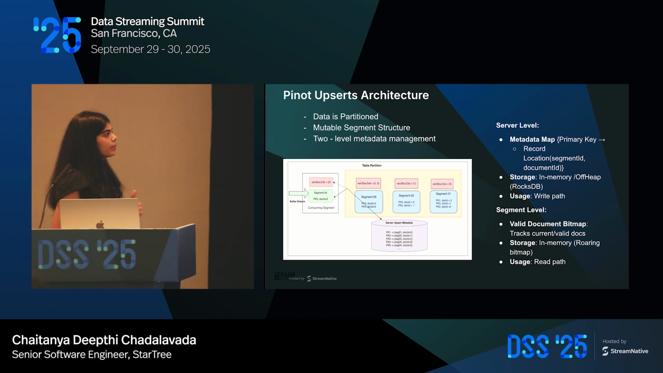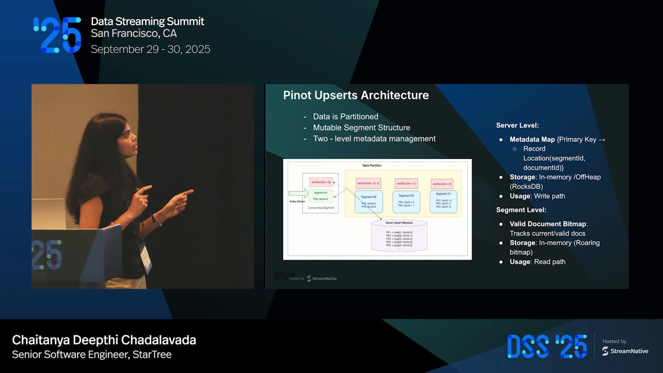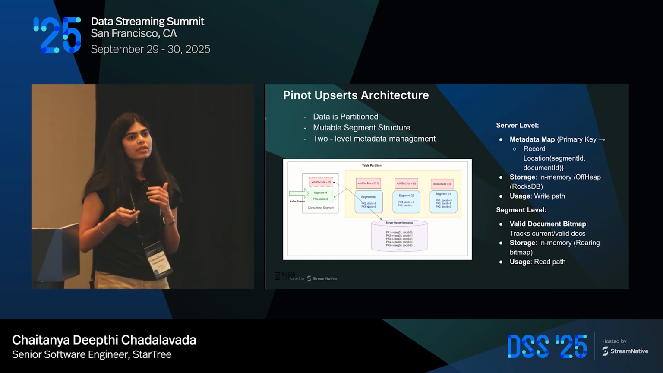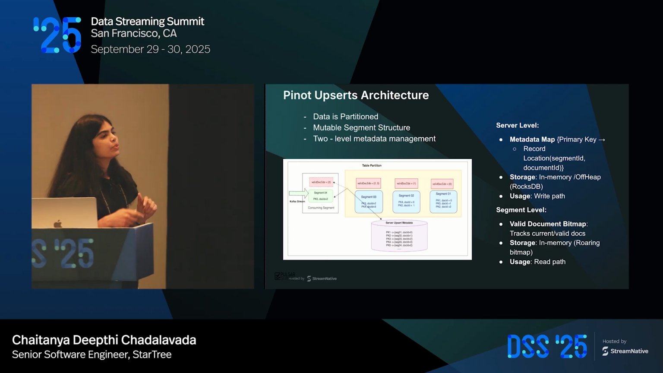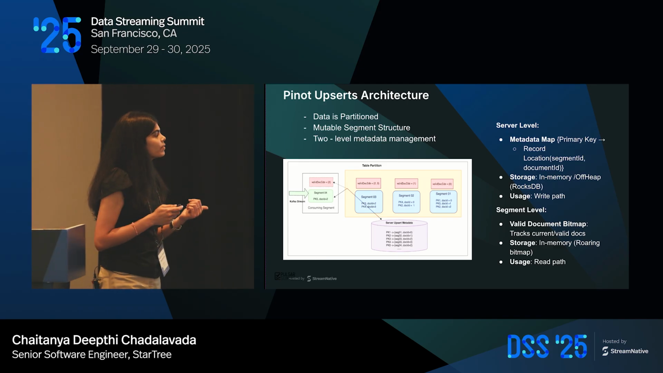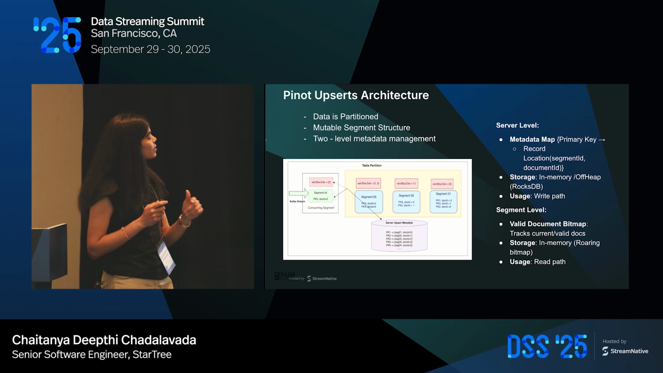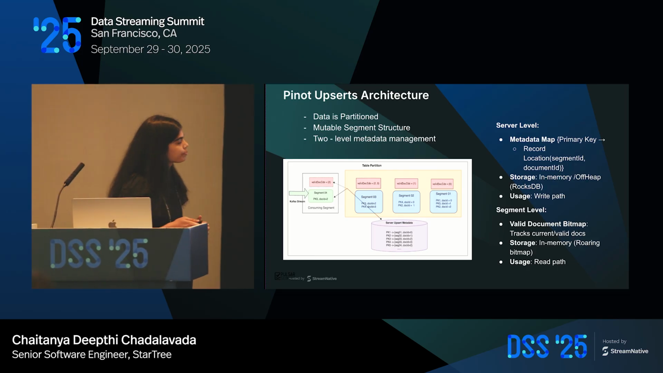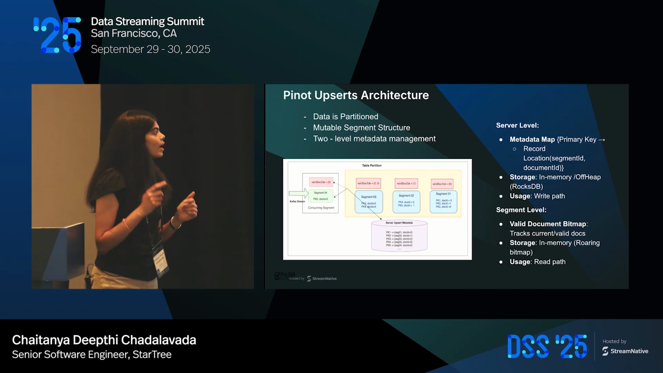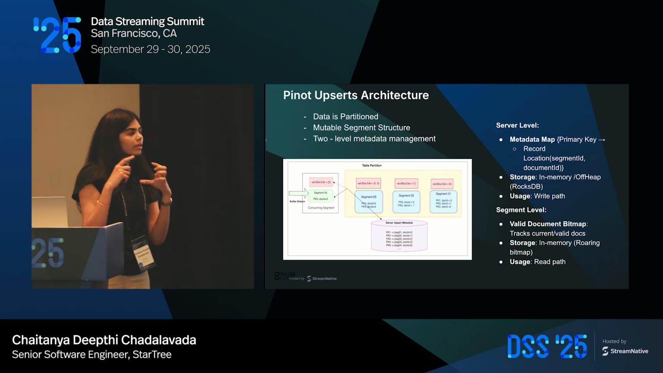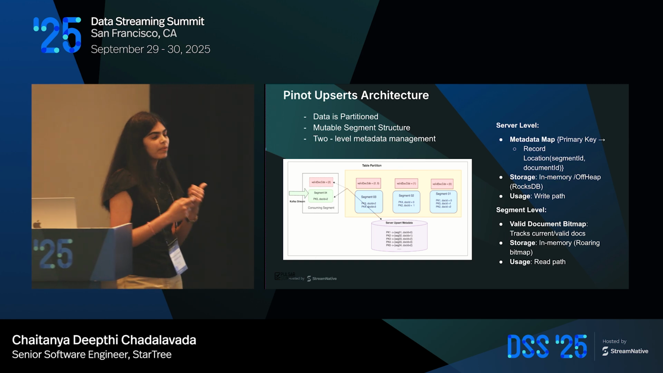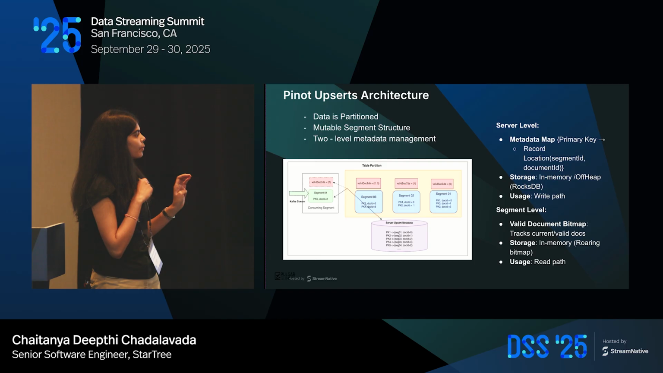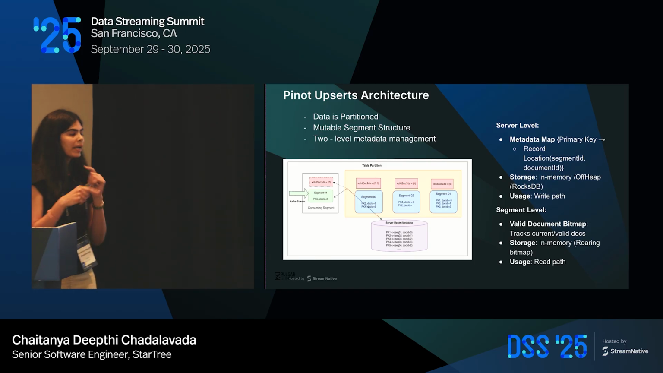And we had metadata management happening on two levels: one on server level, one on segment level. On the server level, we use it for the write path, and on the segment level, we use it for the read path. On the server level, we have primary key to record location, which stores the information of a segment and a document ID. And at segment level, we keep track of which documents are current using a bitmap. We call it the valid document bitmap. And this is how the read path and write path are handled by metadata.